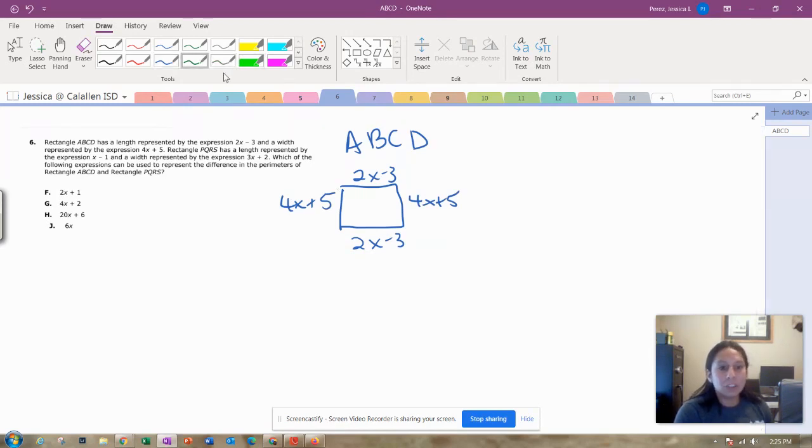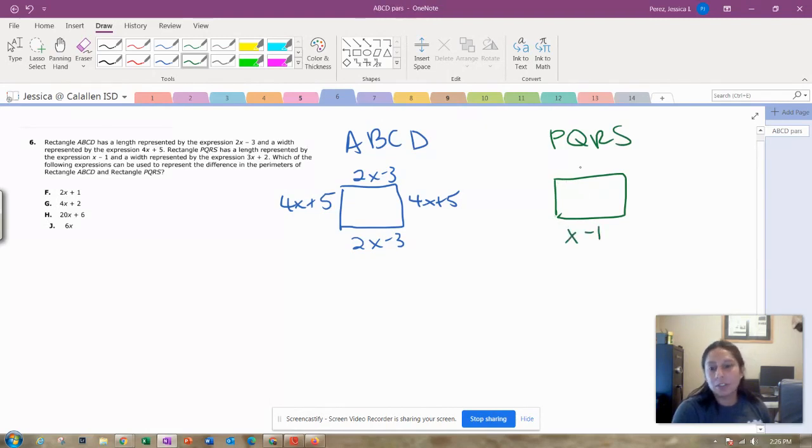Okay, then we have another rectangle, which is PQRS. It has a length, so I'm going to draw another rectangle for PQRS. This one has a length represented by x minus 1, so x minus 1 for the length, and a width of 3x plus 2.